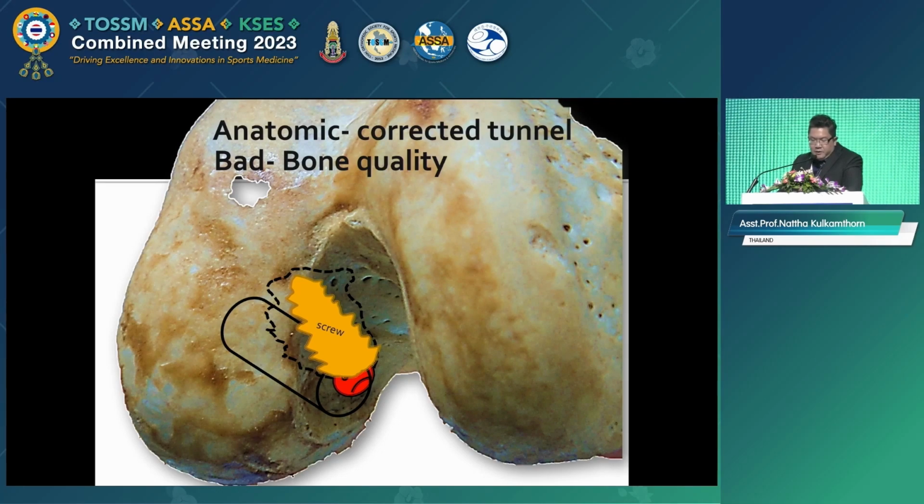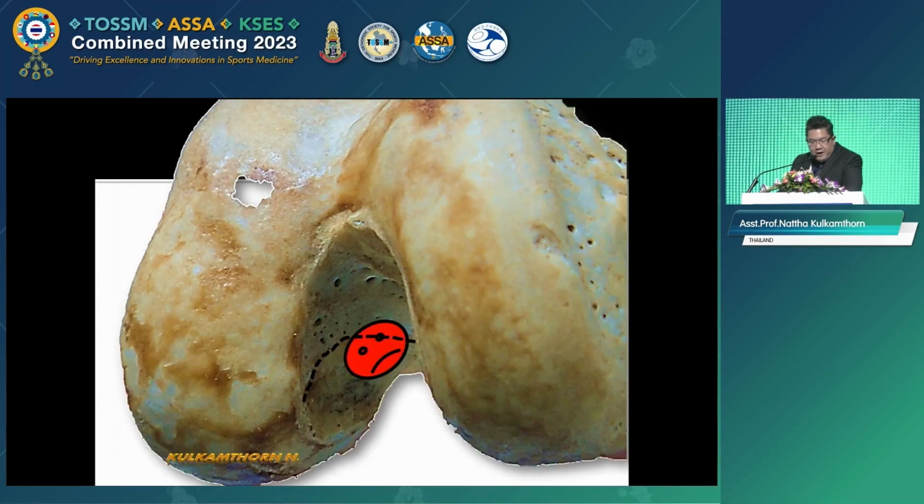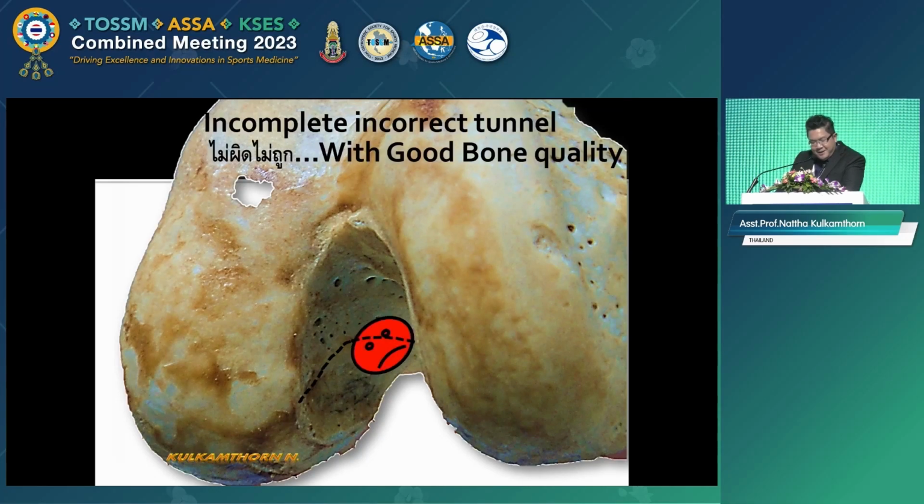Or you can put a screw and make a divergent tunnel, if you don't like bone graft. If you have a semi-anatomical tunnel, it's quite bad. You just have like a number 8 tunnel. If you have this, you need to put the bone graft or make a new tunnel.